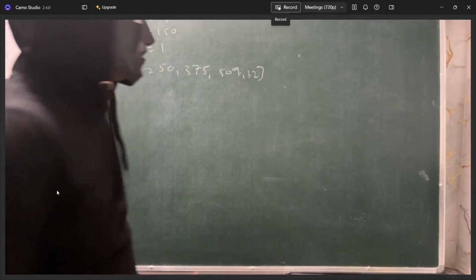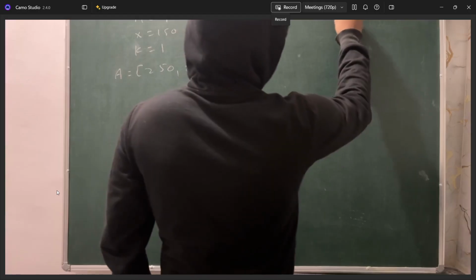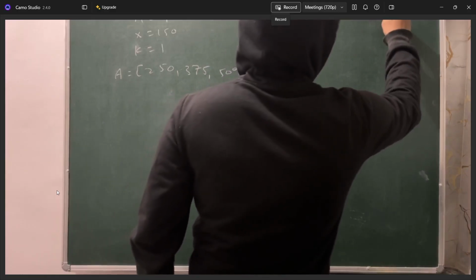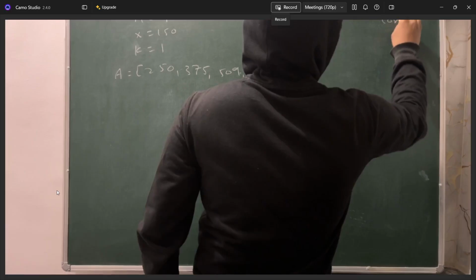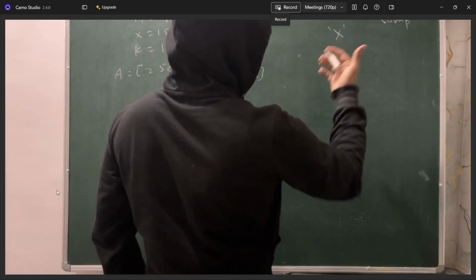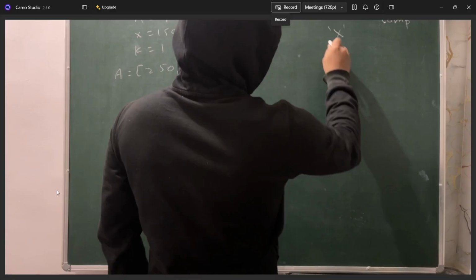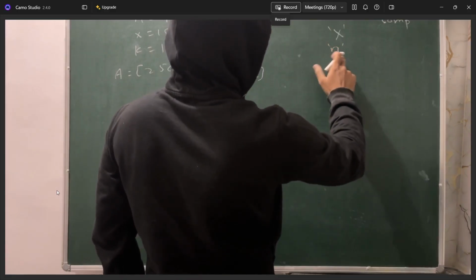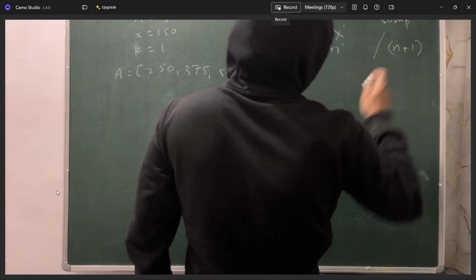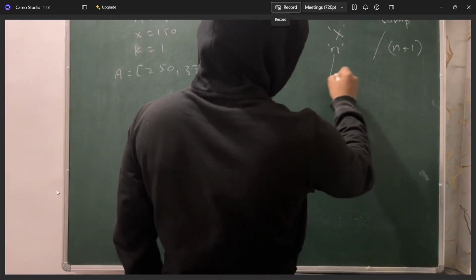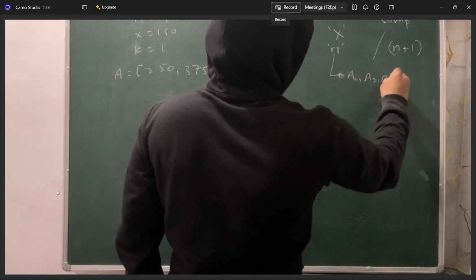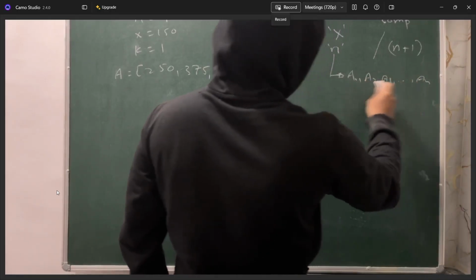So let's understand the problem. What they're saying is, Chef is participating in a coding competition. His score right now is X, and there are N opponents apart from Chef. So in total there are N plus 1 participants in the coding competition. The scores of these N participants are given as A1, A2, A3 up till AN.